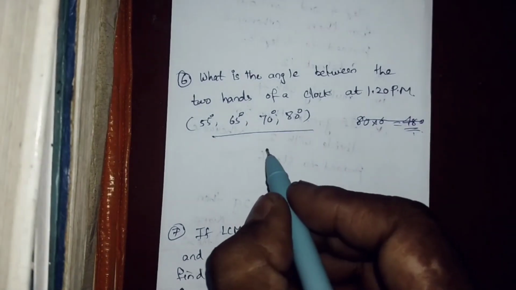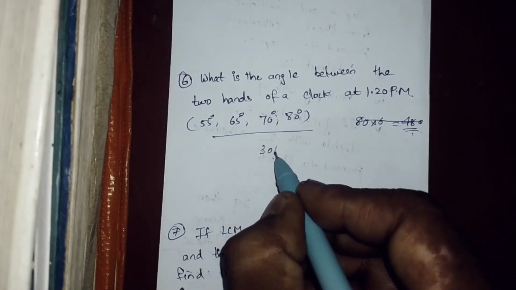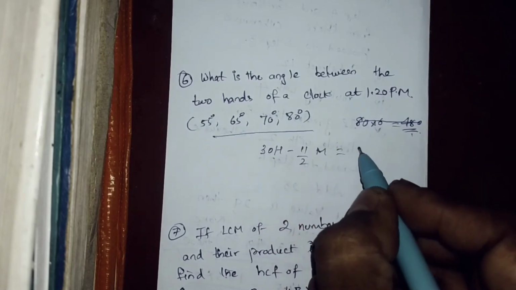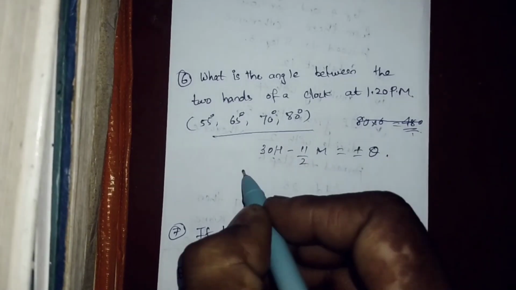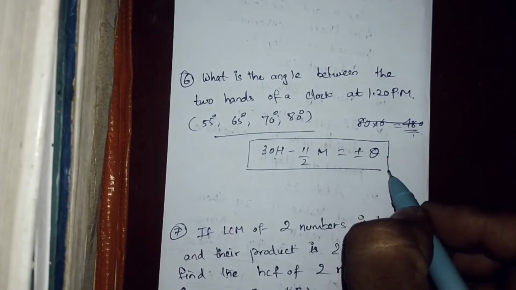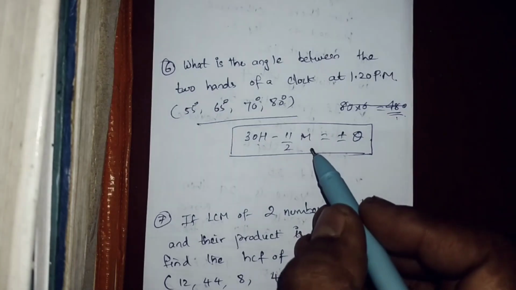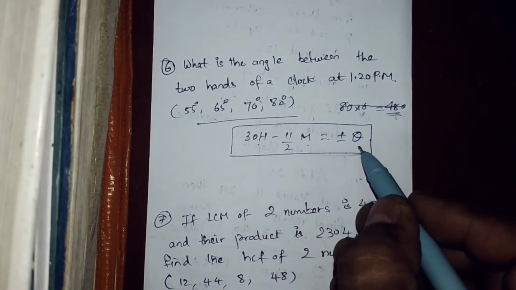Now let us see. I have a trick. 30h minus 11 by 2 m is called plus or minus theta. I use this formula for all model questions in clocks. Let it be finding angle, let it be right angles, let it be coincidence, let it be straight line between two needles. Okay. H means hours, m means minutes. This is the angle.